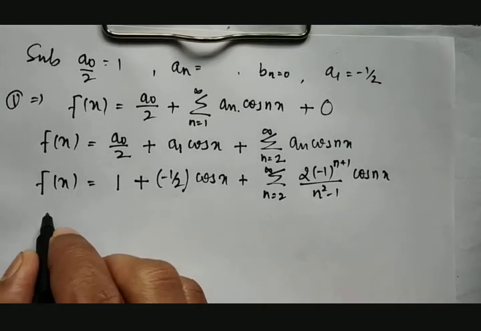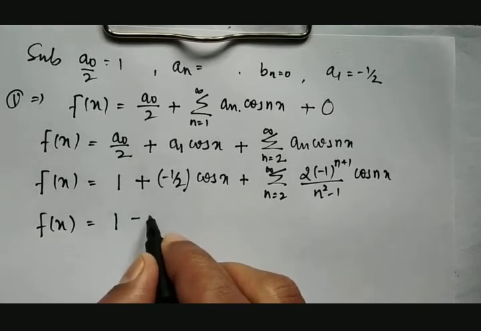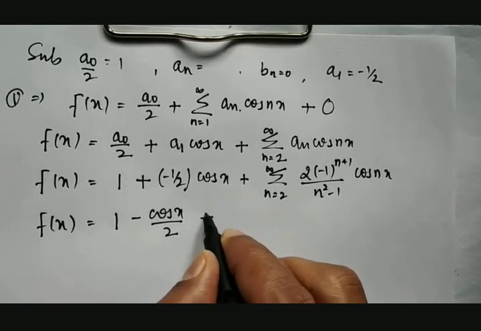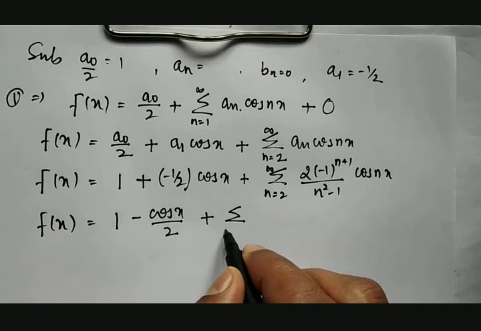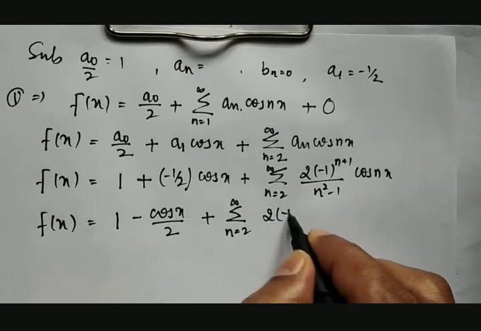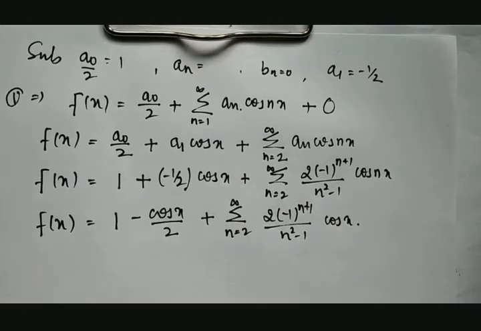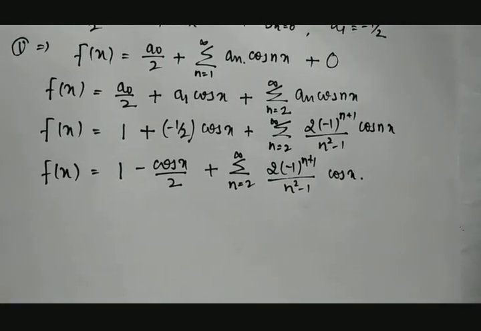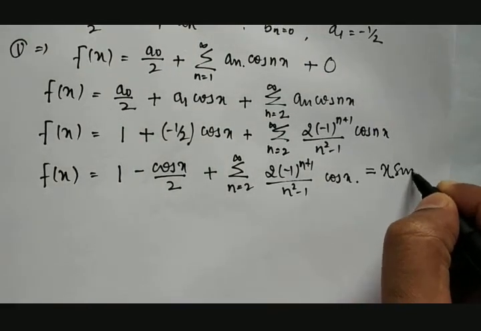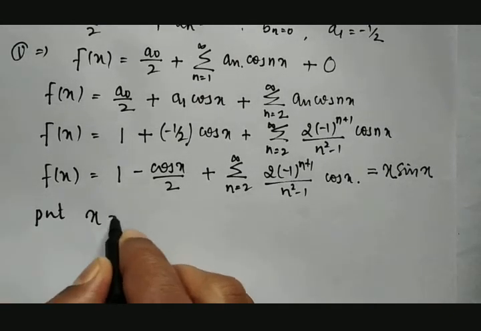Therefore, f of x is equal to 1 minus cos x divided by 2 now, plus summation from n equal to 2 to infinity of 2 into minus 1 raised to n plus 1 divided by n square minus 1 into cos nx. Therefore, this is equal to f of x. What is f of x in this case? X into sin x. So, to deduce the required series, let us put x is equal to something.